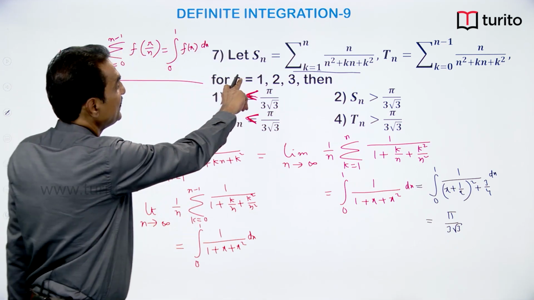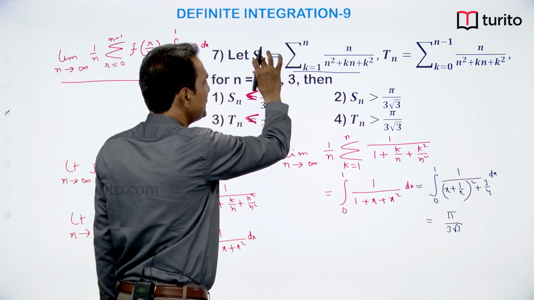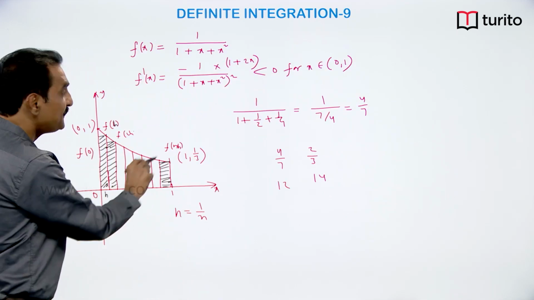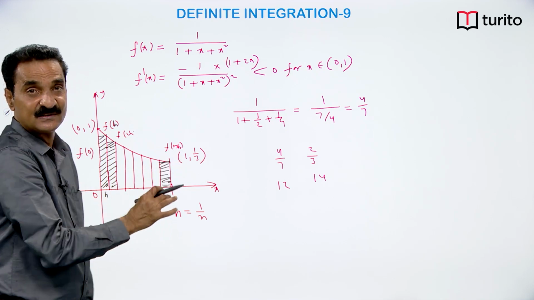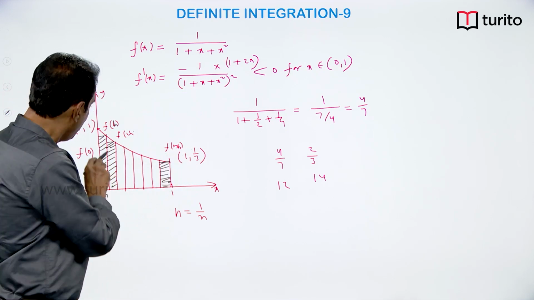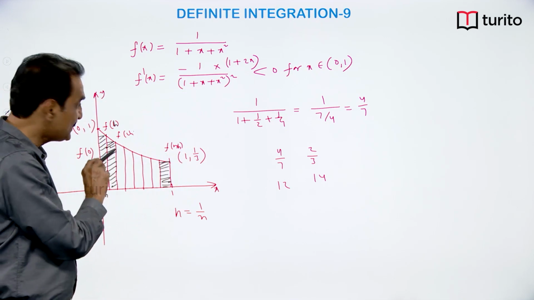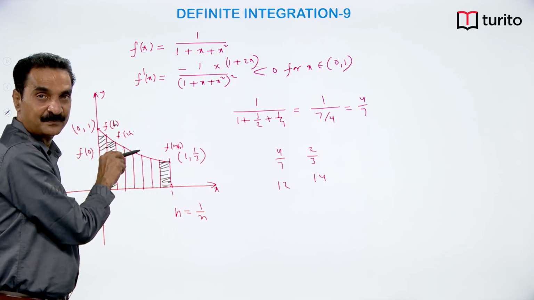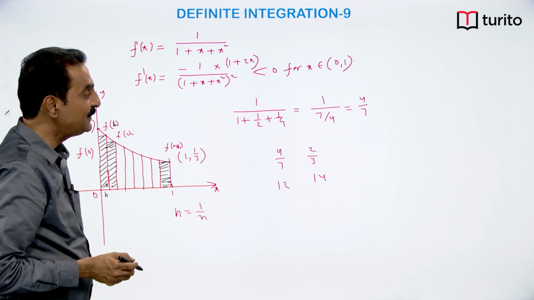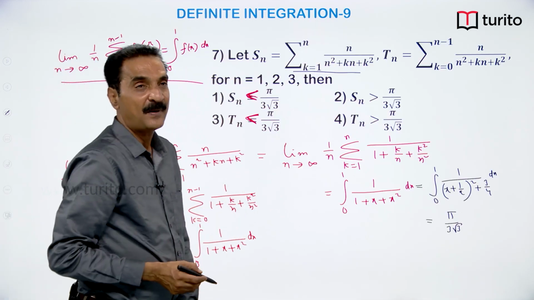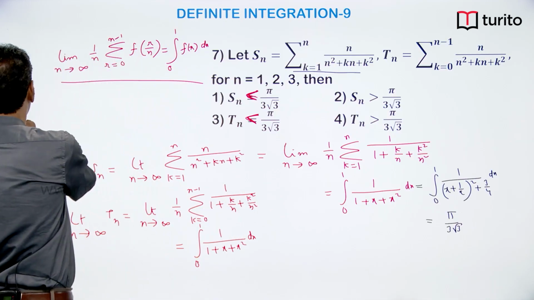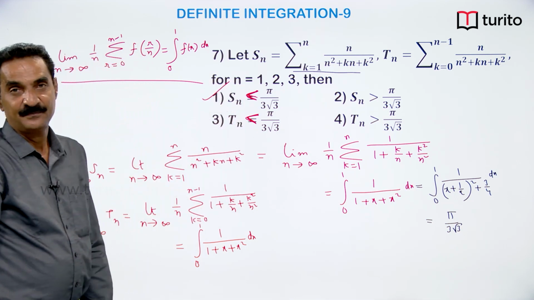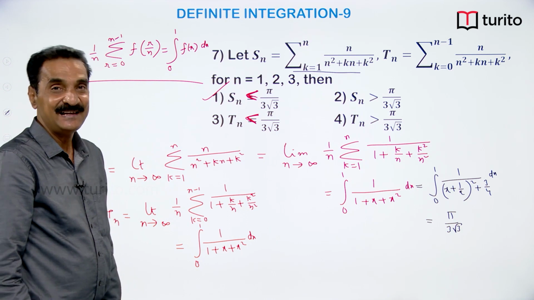Sum up to infinity is pi by 3 root 3. But you are not taking up to infinity. You are taking the sum for some n. Then what happens? The sum of these rectangles, which is equal to Sn, will be less than the actual area, because everywhere you are ignoring some area. Therefore, Sn will be less than pi by 3 root 3. Option 1 is correct.